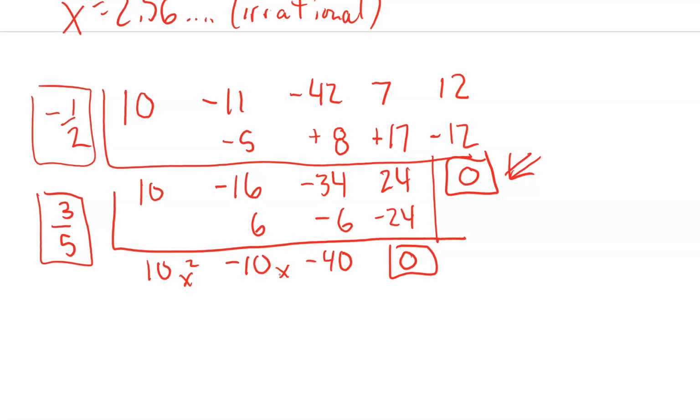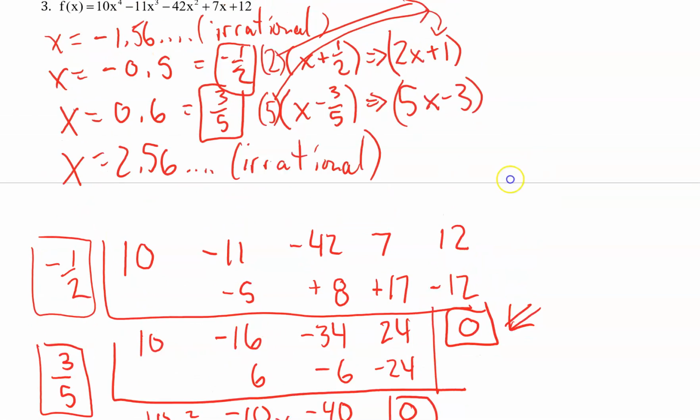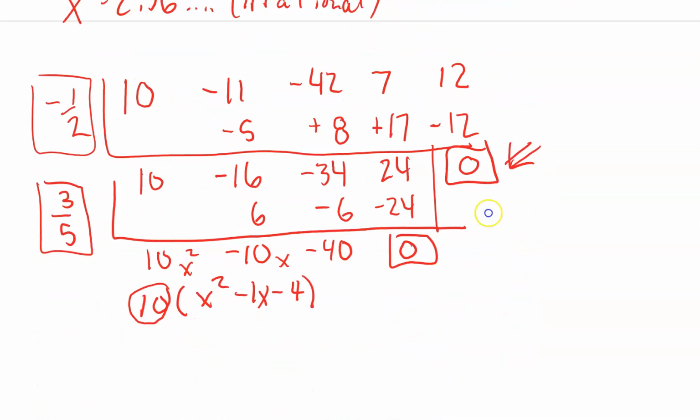So I'm going to factor this. First, I'm going to take out the greatest common factor. So it becomes 10 times x squared minus 1x, sorry, minus 4. So this 10 right here is where I needed my 2 and my 5 to be able to convert these into 2x plus 1, 5x minus 3.